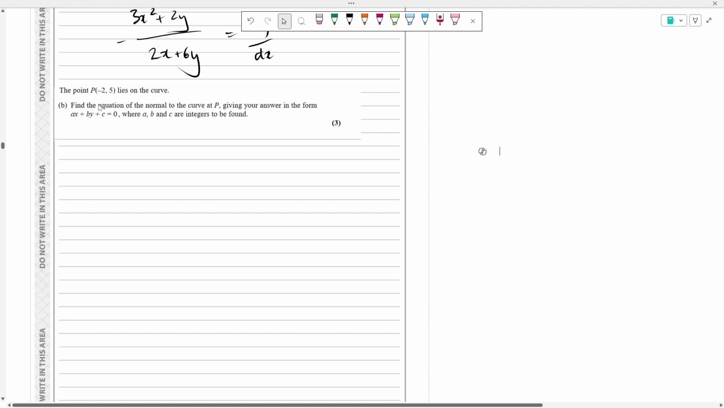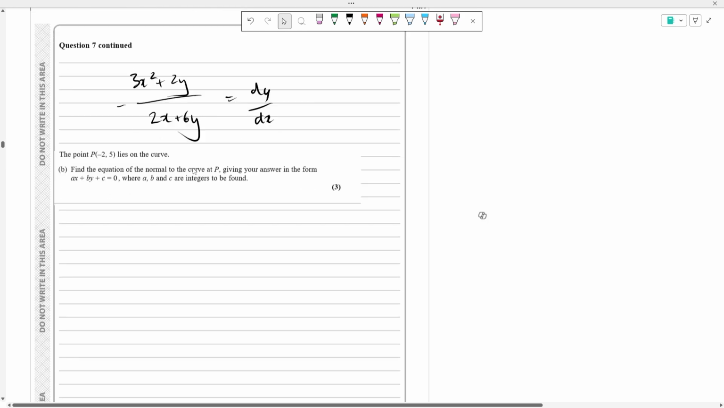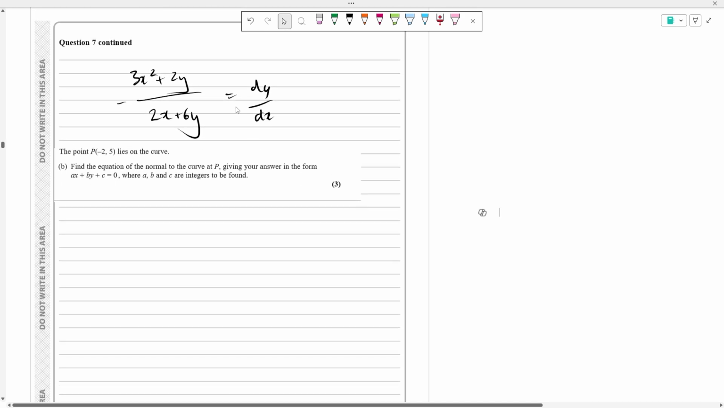Part B of the question. The point P minus 2, 5 lies on the curve. Find the equation of the normal to the curve at P, giving your answer in the form ax plus by plus c is equal to 0, and so on. Okay, so what I'm going to do is substitute this into here, because essentially what you're doing with the part of the question where it's asking for the normal, you're taking the dy by dx and we're going to work out the negative reciprocal.